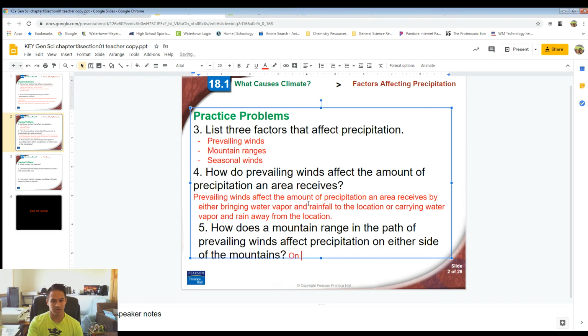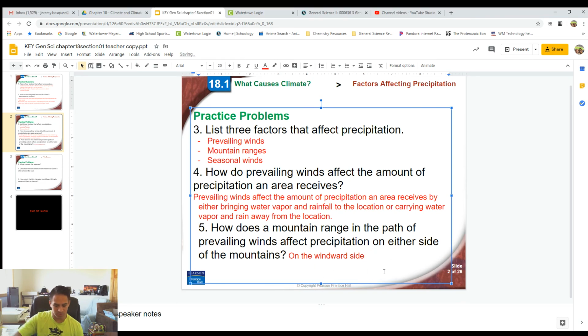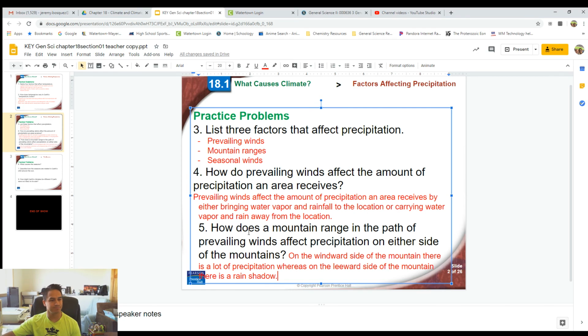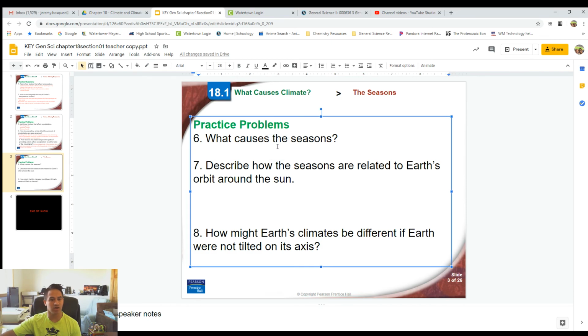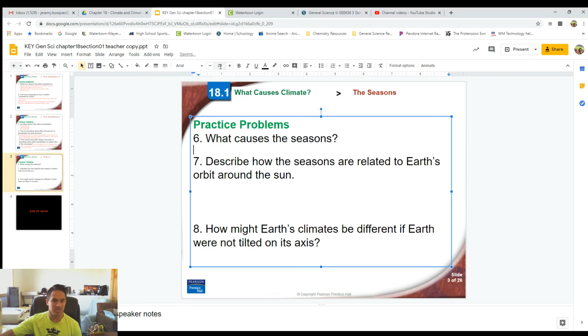So we'll say on the windward side, let's shift this down. There we go. On the windward side of the mountain, there is a lot of precipitation, whereas on the leeward side of the mountain, there is a rain shadow. All right, something like that. All right, question number 6. What causes the seasons? So the seasons are caused by the tilt of planet Earth.